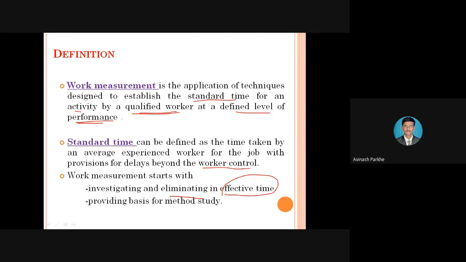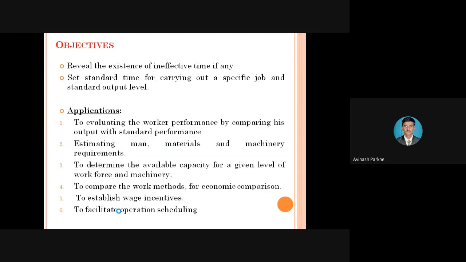Therefore, work measurement starts with investigation and elimination of ineffective time and providing the basic procedure for the method study. So whatever new method is coming from the method study, for that particular new method only we are calculating the standard time. Therefore, the concepts of work measurement and method study are correlated with each other. Okay, so these are the basic definitions.